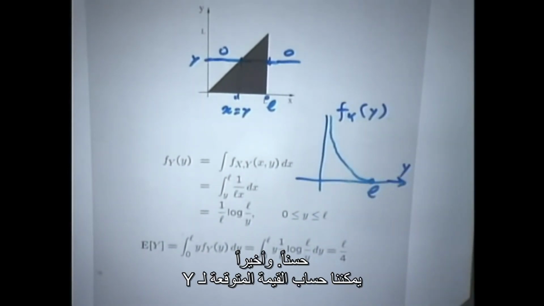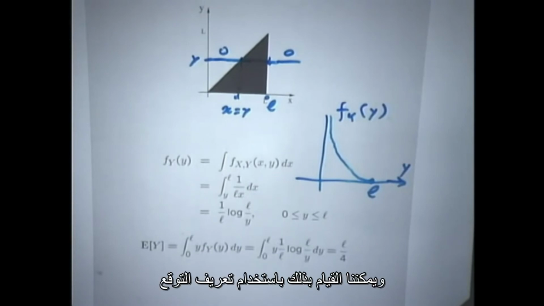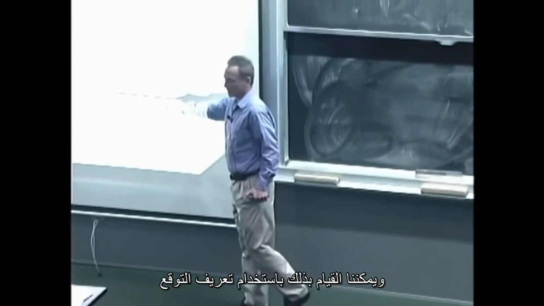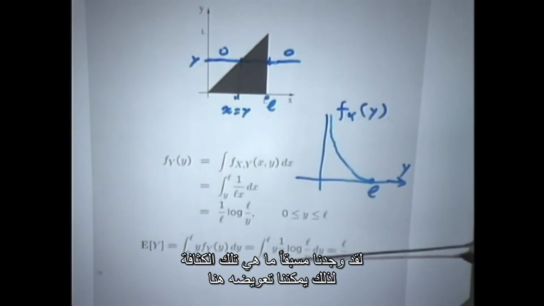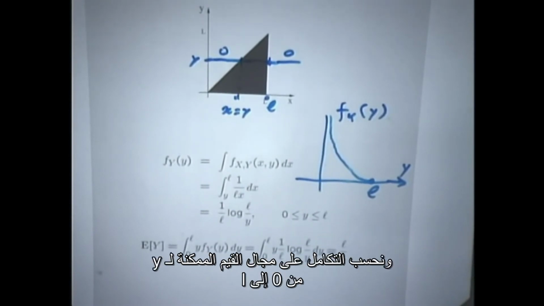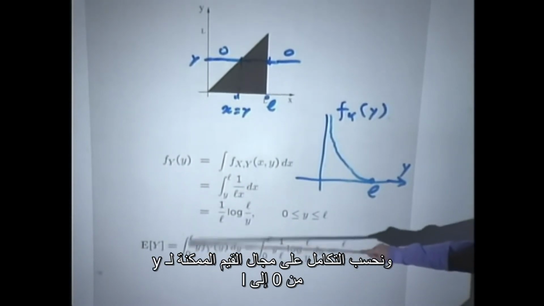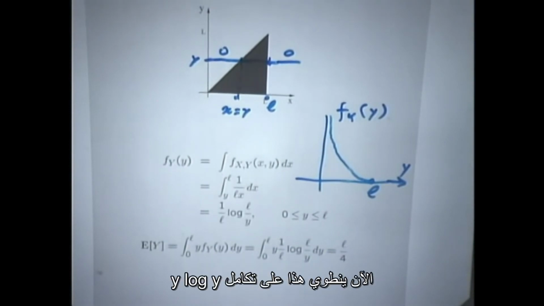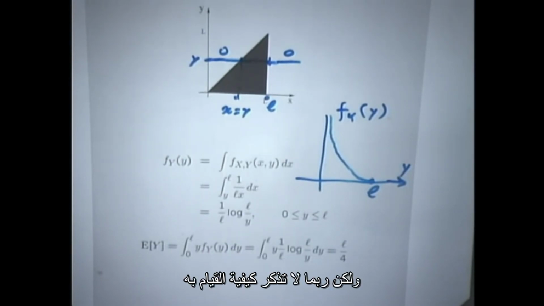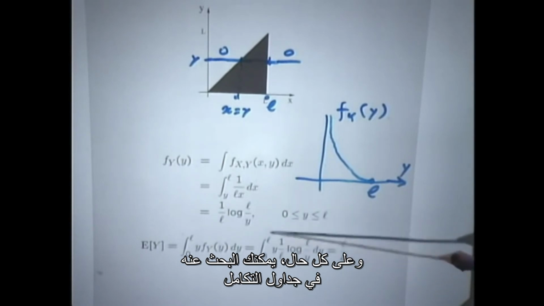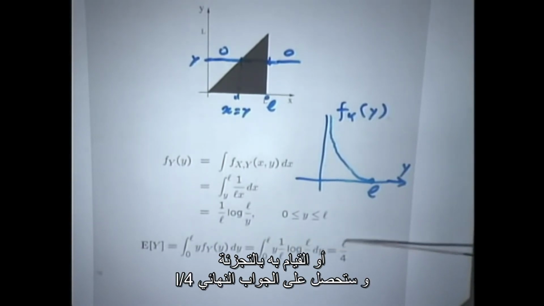Okay, finally, we can calculate the expected value of y, and we can do this by using the definition of the expectation. So integral of y times the density of y, we already found what that density is, so we can plug it in here. And we're integrating over the range of possible y's from 0 to L. Now this involves the integral of y log y, which I'm sure you have encountered in your calculus classes, but maybe do not remember how to do it. In any case, you look it up in some integral tables or do it by parts, and you get a final answer of L over 4.